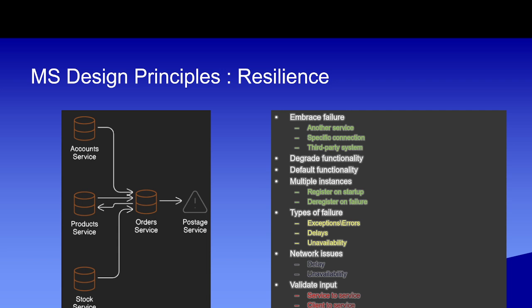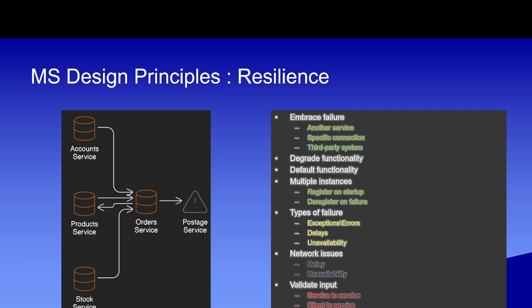We also need to be aware that there are different types of failures. For example, there might be exceptions or errors within microservices. There might be delays in replying to the request, and there might also be complete unavailability of a microservice, and this is where we would need to work out if we need to degrade the functionality or if we need to default the functionality.